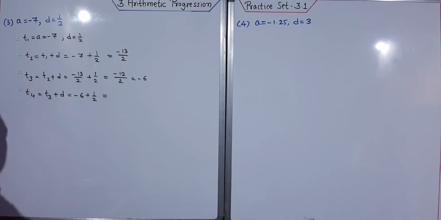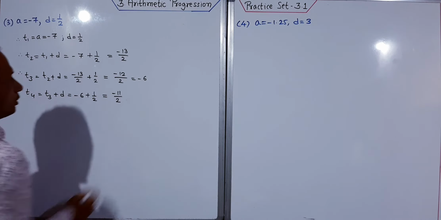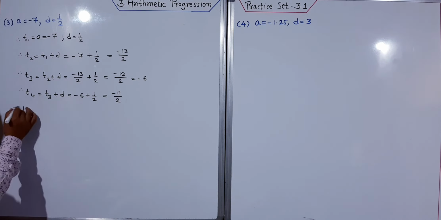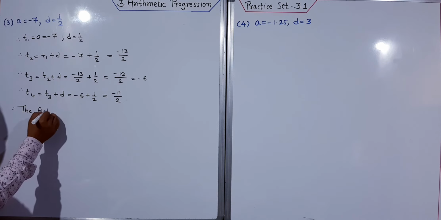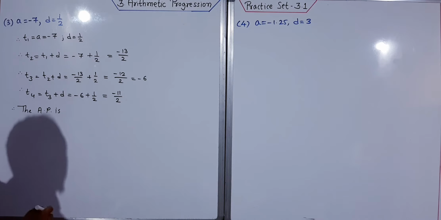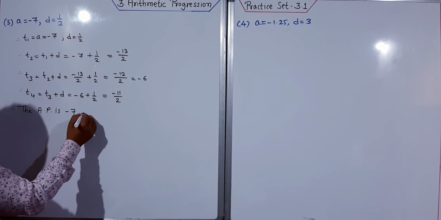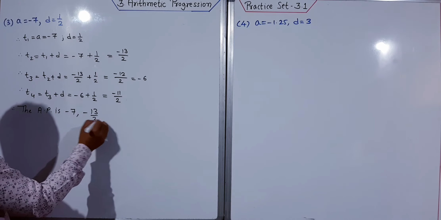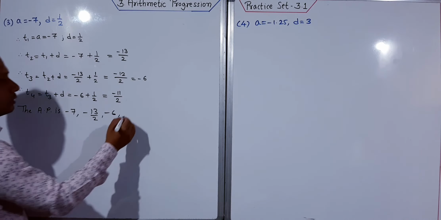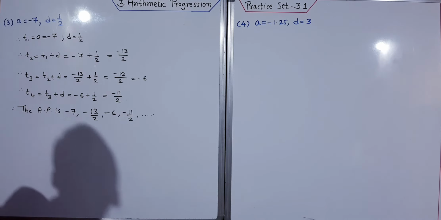So this is minus 12 and 1 minus 11 upon 2. Therefore the AP, arithmetic progression, you write the full form, don't write in short, is minus 7, minus 13 by 2, minus 6, minus 11 by 2 and so on. So like this you have to find out.